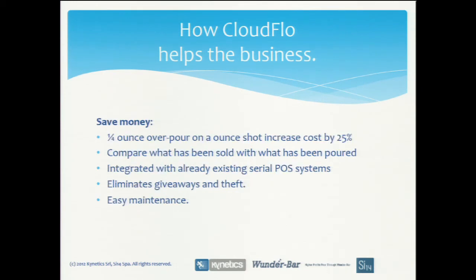How does CloudFlow help the manager save money? For example, 1/4 ounce of overpour on a shot increases the cost by 25%. This is standard data. It's a pain for every manager. We can compare what has been sold with what has been poured. It's rational, so we can count.